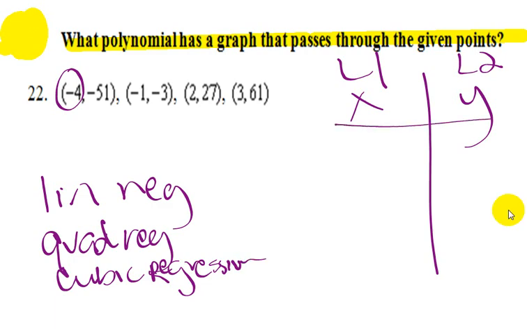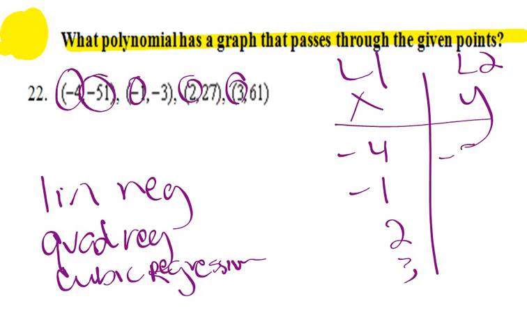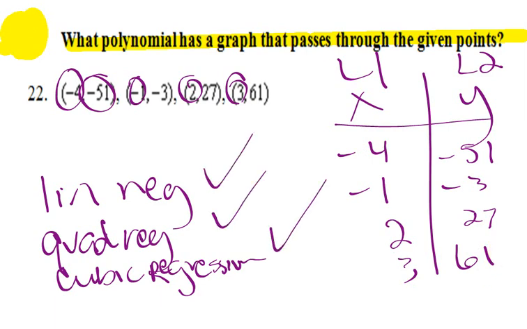Okay, so the x is going to be -4, -1, 2, and 3. And then our y values are going to be -51, -3, 27, and 61. Okay, so using these points, you're going to repeat the process and tell me which is the best fit for this set of data.